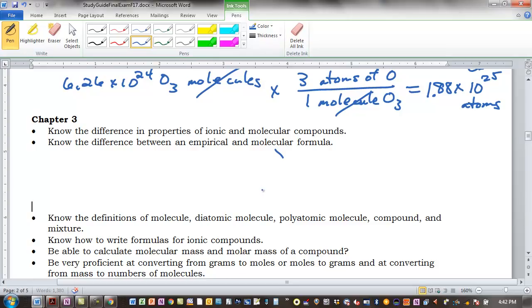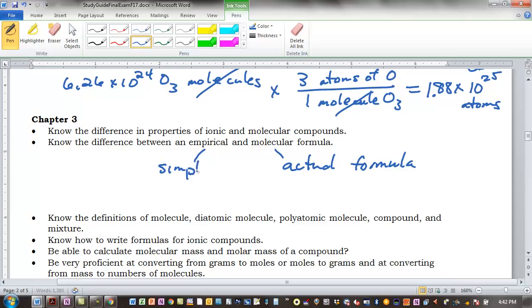What is a molecular formula? A molecular compound is composed of nonmetals, but what is a molecular formula? It's the actual formula of the compound. Very good. Okay, so the true formula, what it really is.